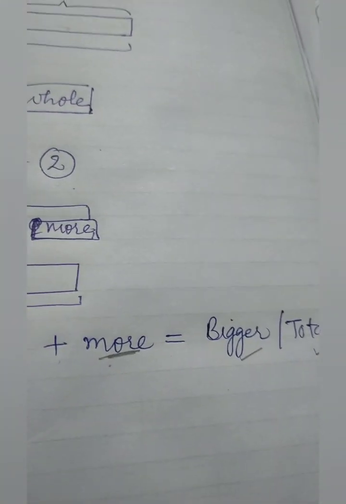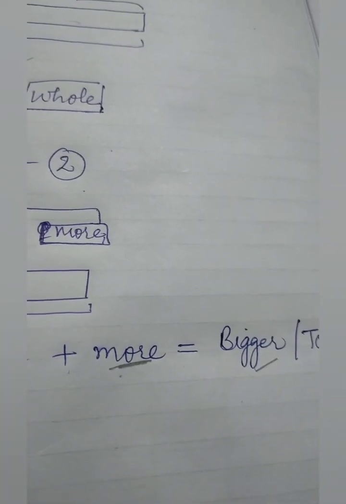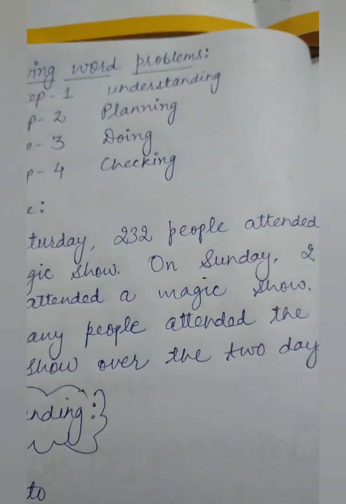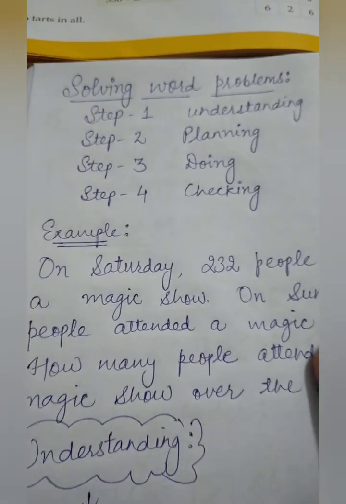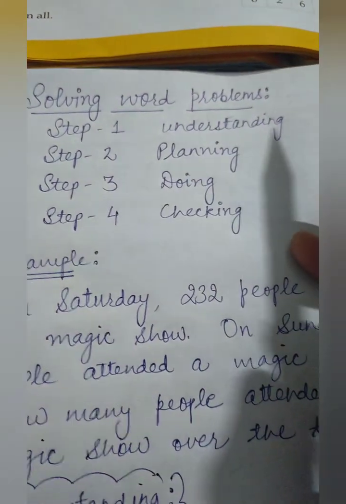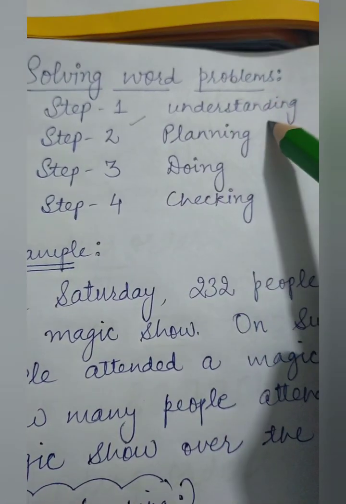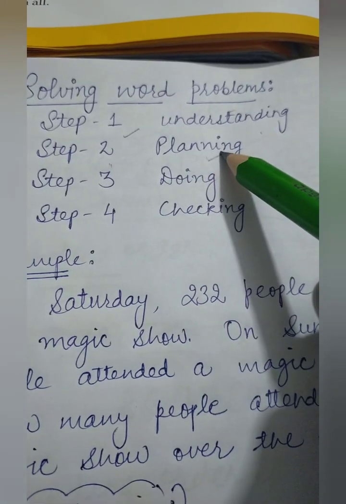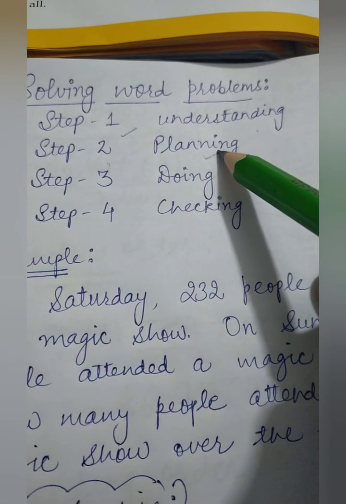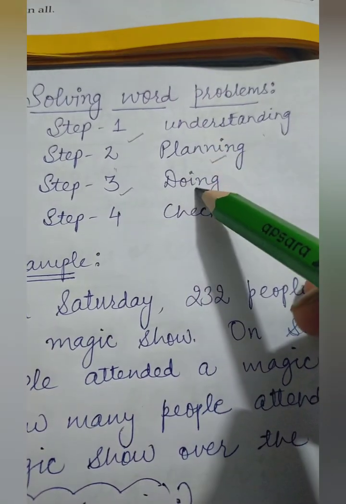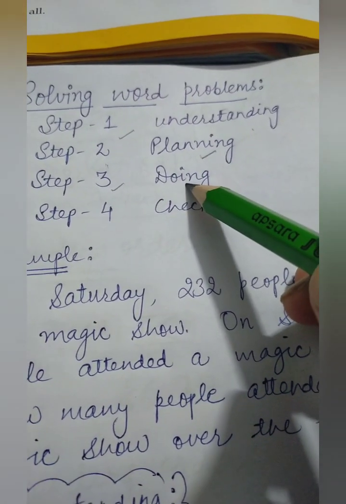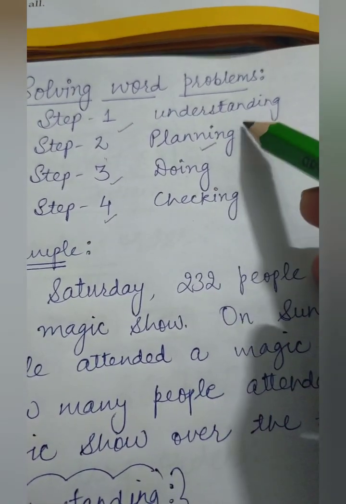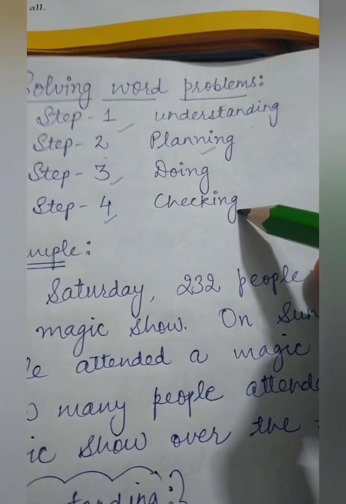Now we will do sums of exercise 2.7. Before doing these sums I want to tell you how to solve word problems. Step 1 is to understand the problem. Step 2 is planning, what we have to do and how we can get the answer. Third is doing, which means the calculation part. And in step 4 we check whether our answer is correct according to the question or not.